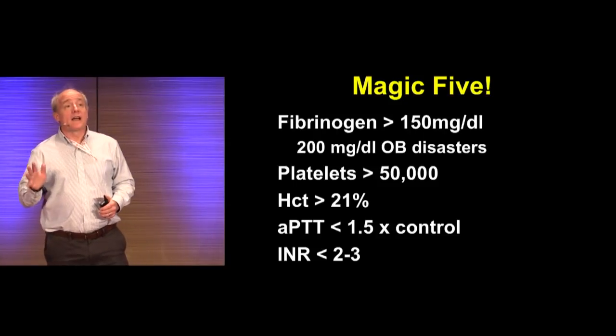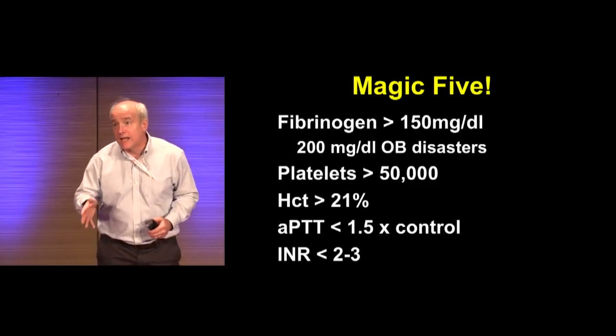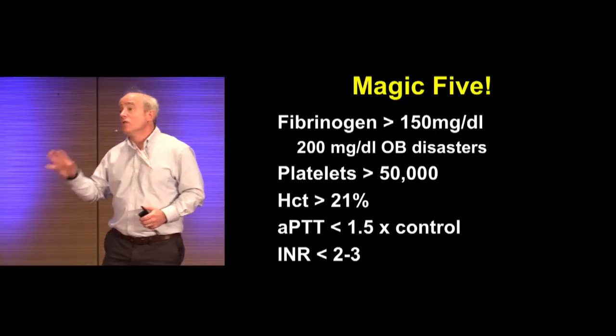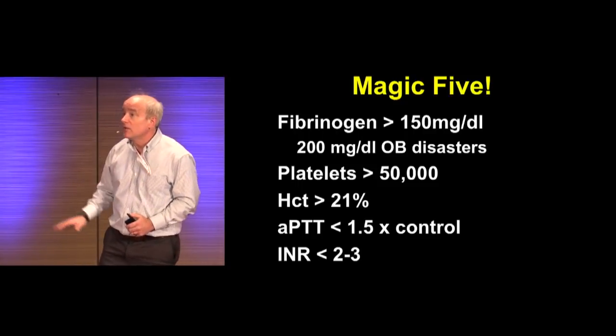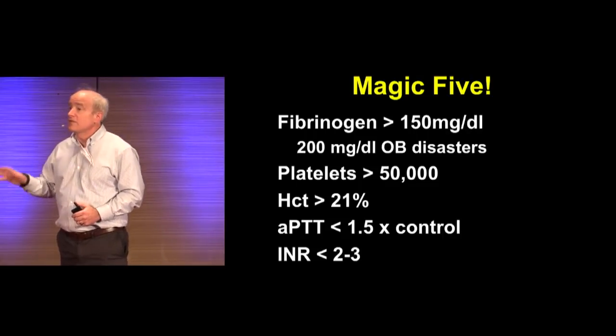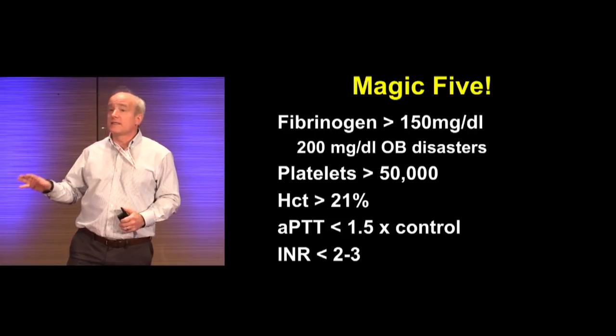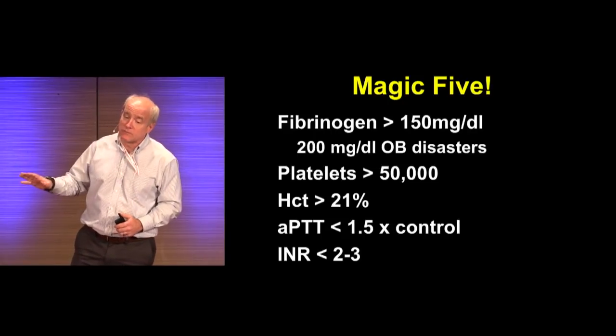So this is why I like these lab tests. If I get these five lab tests, which most labs should be able to turn around pretty quickly, you're going to get a very good handle on how hemostatic the patient is. In fact, at our institution, this comes as a lab panel we call the trauma coag panel, where we can get these five tests turned around very rapidly.